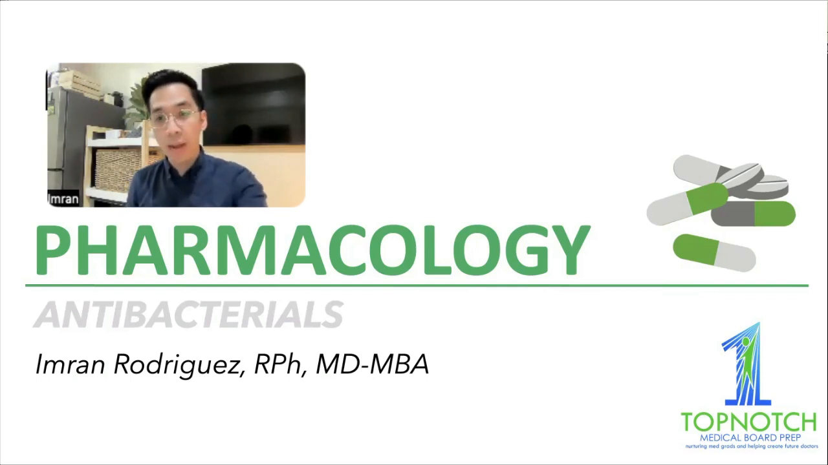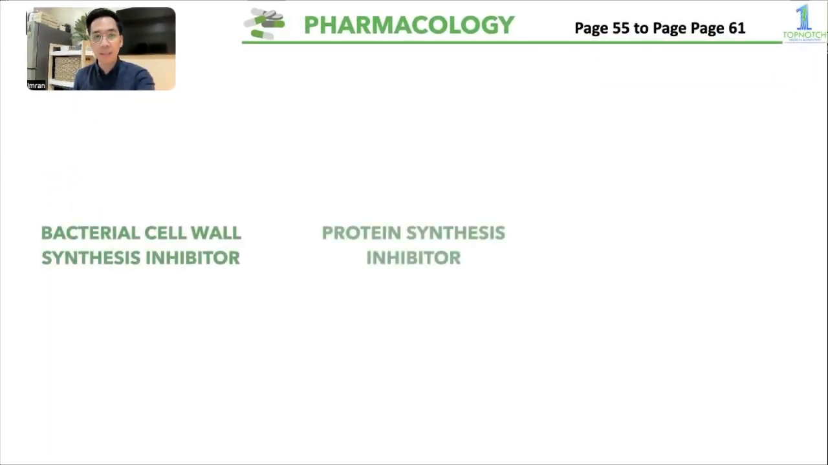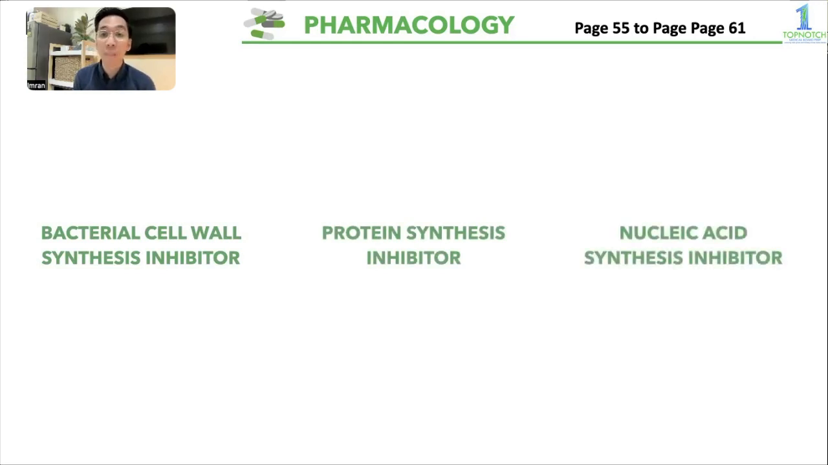Okay, so let's start with your antibacterials. Simulan muna natin sa tatlong ito. Actually, yung antibacterials natin, pwede mong i-classify into these three: the bacterial cell wall synthesis inhibitors, protein synthesis inhibitors, and nucleic acid synthesis inhibitors. Pag sinabing bacterial cell wall synthesis inhibitor natin, usually ito ay mga bactericidal agents. Kasi if you recall dun sa synthesis ng bacterial cell wall, pag wala silang bacterial cell wall, pwede silang mamatay, kasi wala silang parang balat, parang ganun ko siya na-imagine.